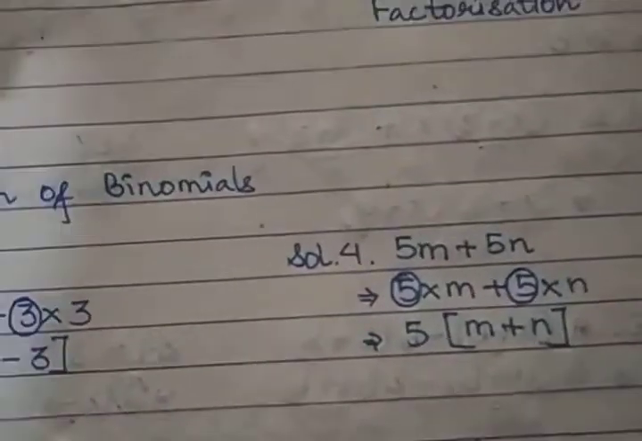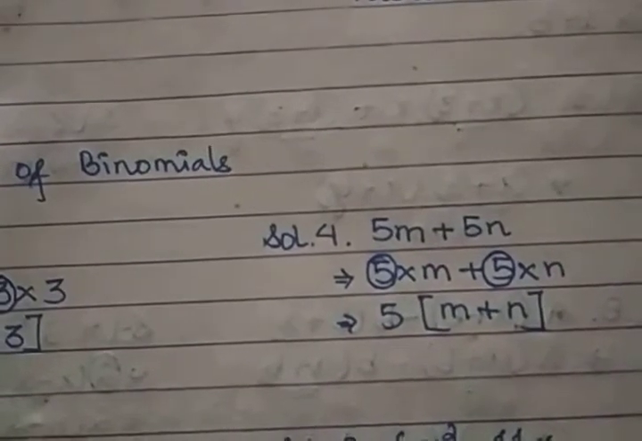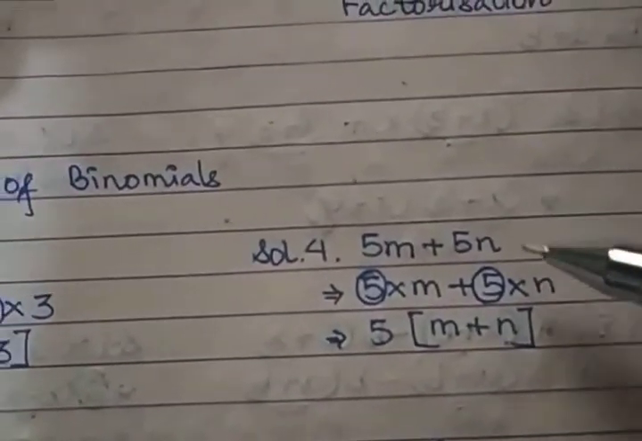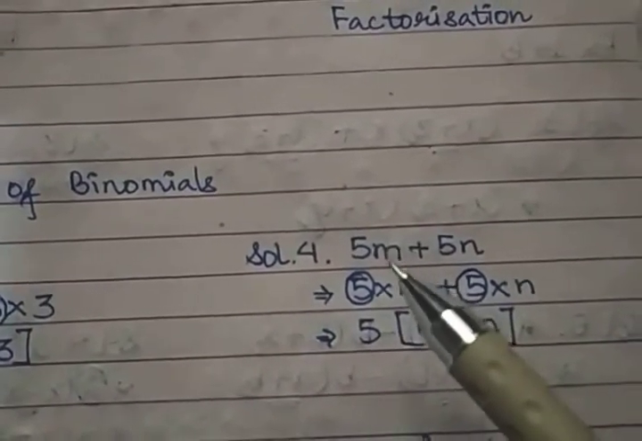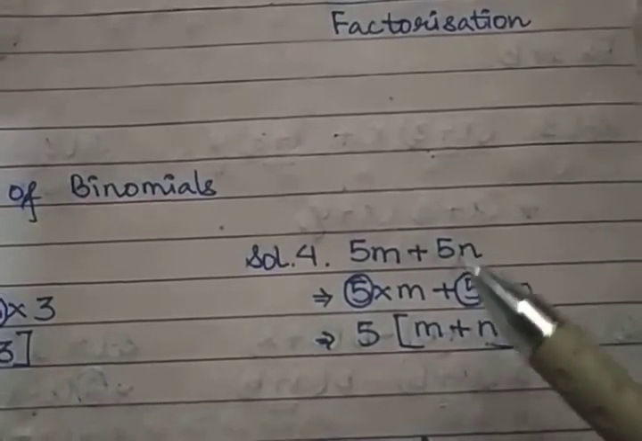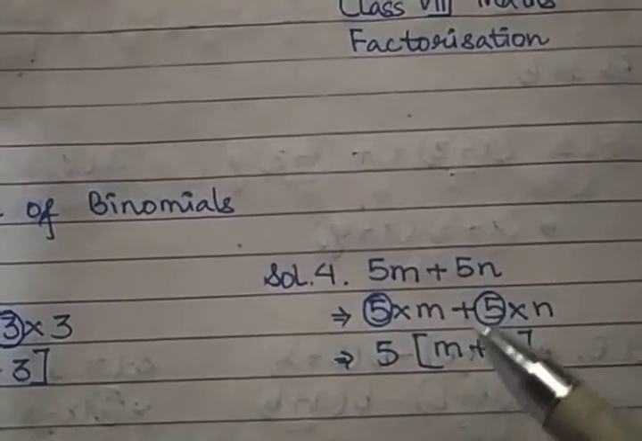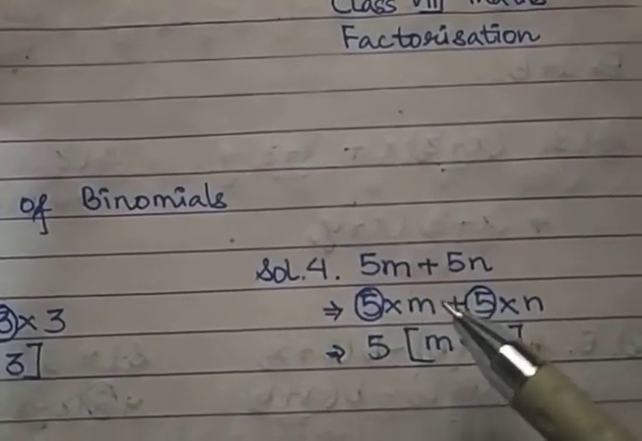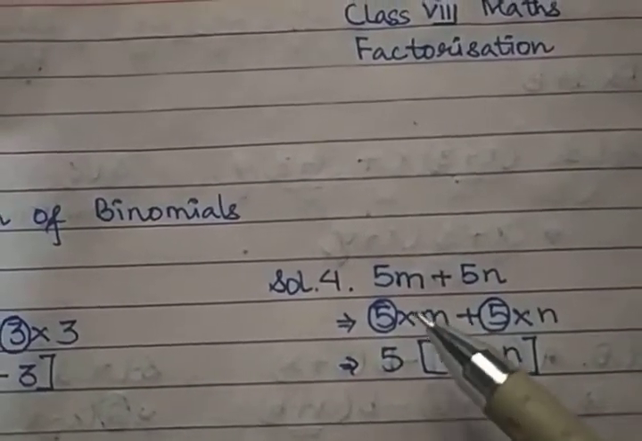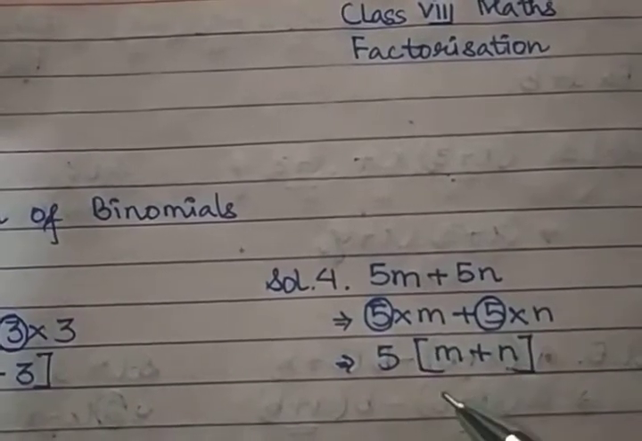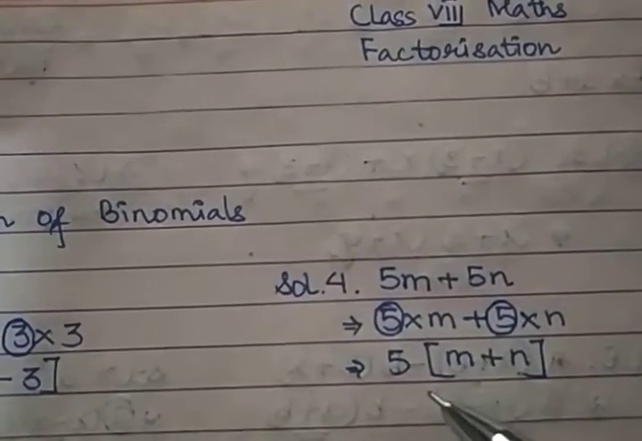The next question is question number 4. I have 5m plus 5n. From the question to the second line, what I have done here, simply, I have written the first term and the second term of the binomial in terms of their factors. See, 5 into m plus, the sign remains the same, 5 into n. So again, what do I see? From the first term and the second term, I have 5 as common. So what can I do? I can take 5 as common, so I have taken 5 as common and opened up a bracket.